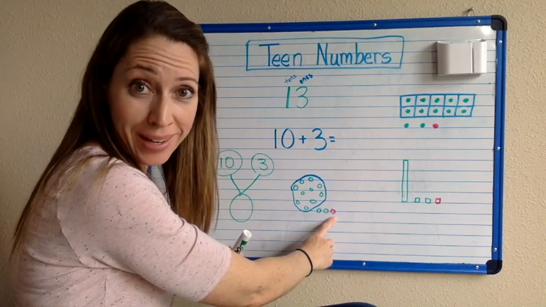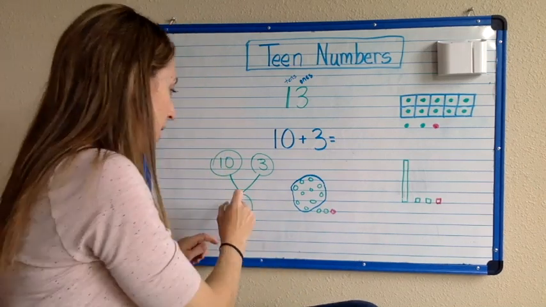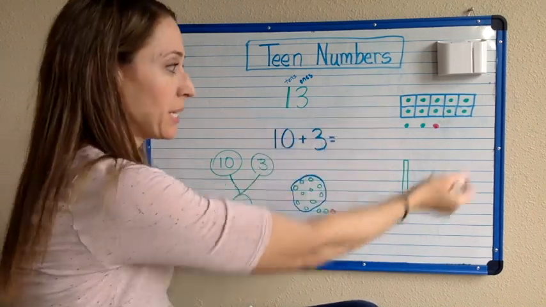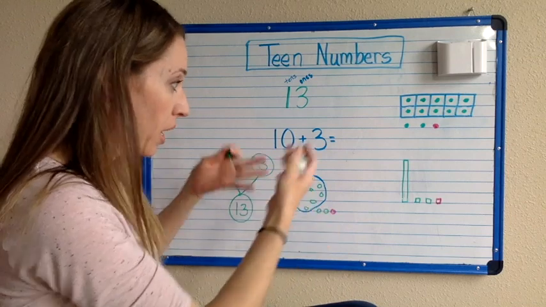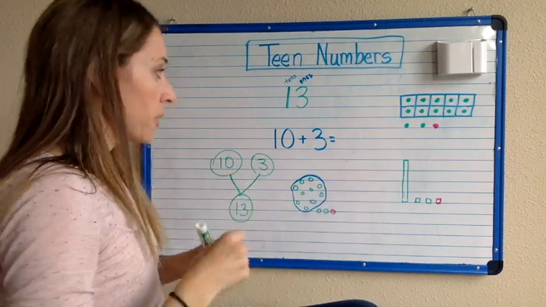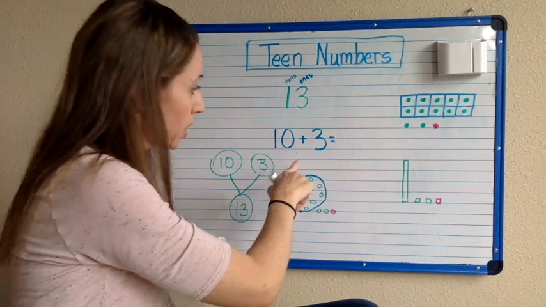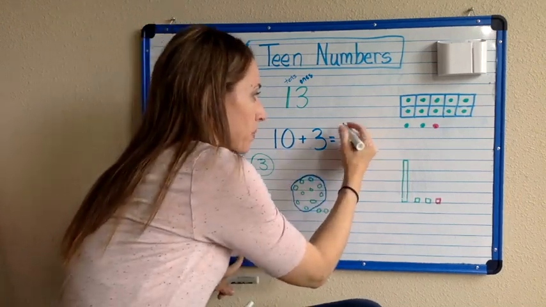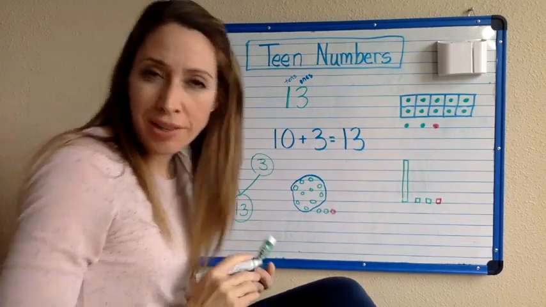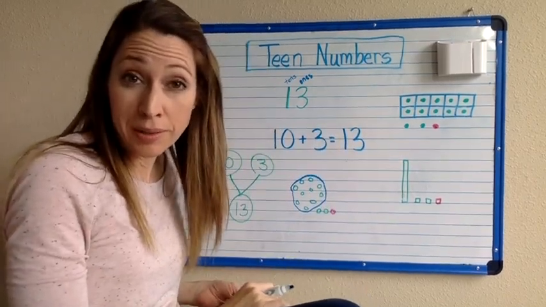Is that what you got? So 13 is my total. 13 is the number displayed in these different visuals. Okay, 13 is the answer to the equation 10 plus 3 equals 13. What changed? Did you notice?